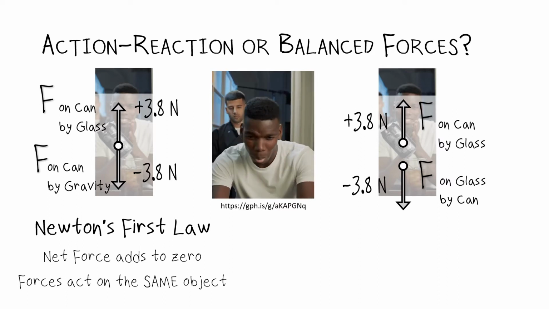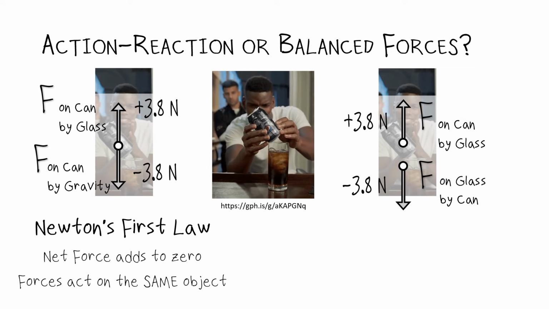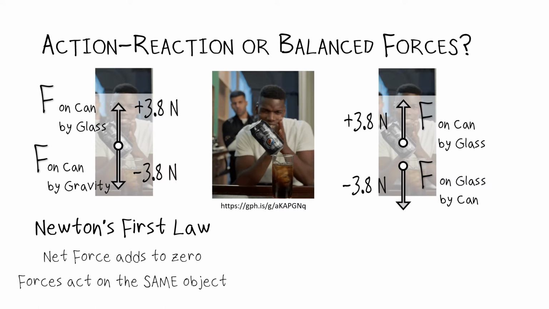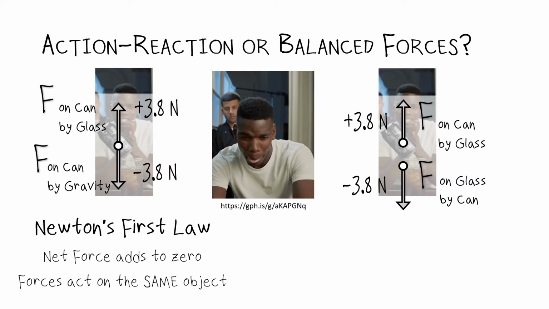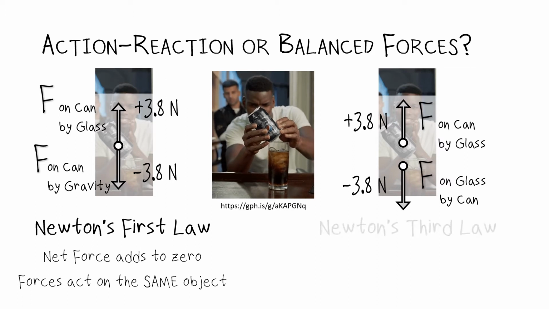That's indicated graphically by the fact that when I draw my forces, there's only going to be one dot with both forces coming off that dot. The fact that there's only one dot means there's only one object that I'm interested in as far as the forces that are acting on it.